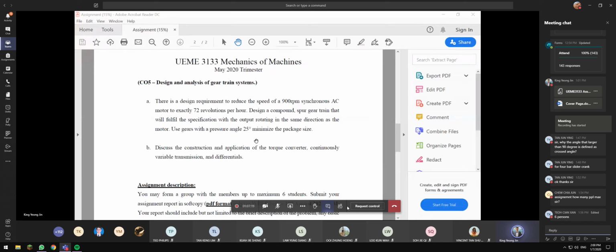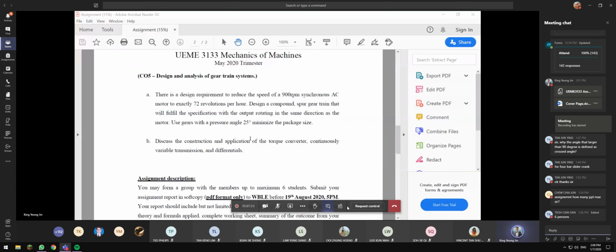So you have to do some conversion here. And then remember the pressure angle for the gear is 25 degrees, and you have to use 25 degrees. So question B here is to write some discussion on this torque converter.